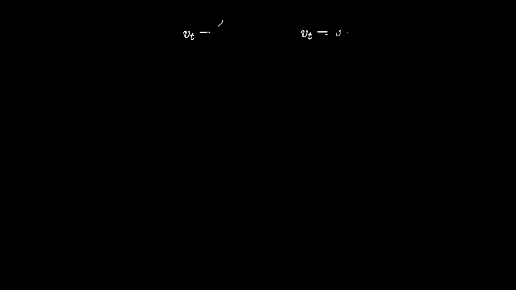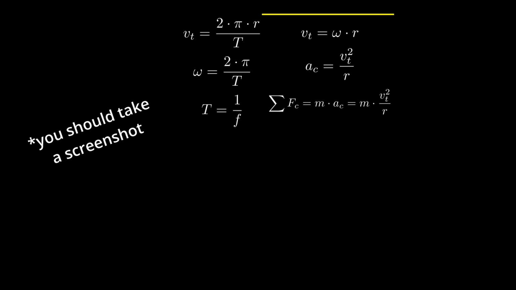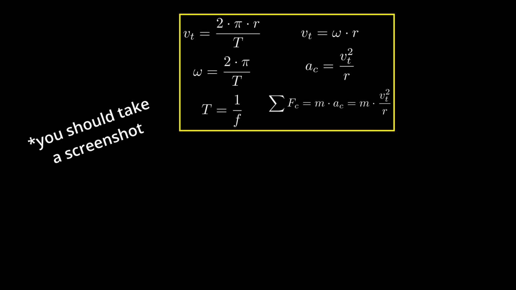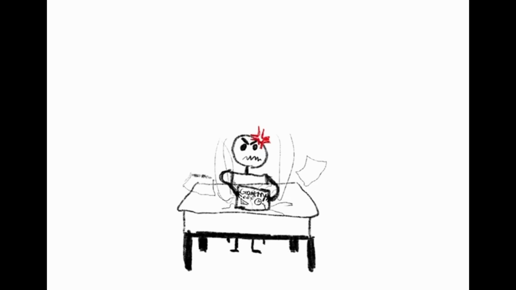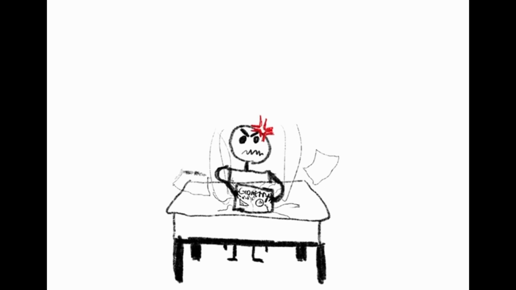Alright, let's look at the remaining equations. These are the most important ones regarding uniform circular motion. Okay, most of you are probably familiar with this. 2 pi r tells us the circumference of a circle. If you didn't know that, don't worry buddy, I hated geometry too. But if you think about it, this equation makes a lot of sense.